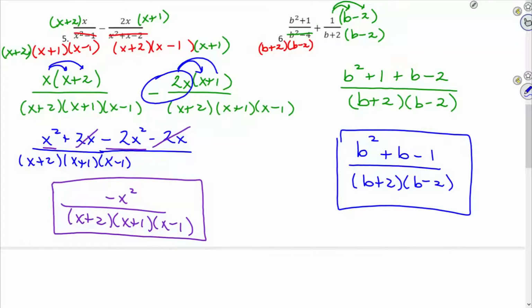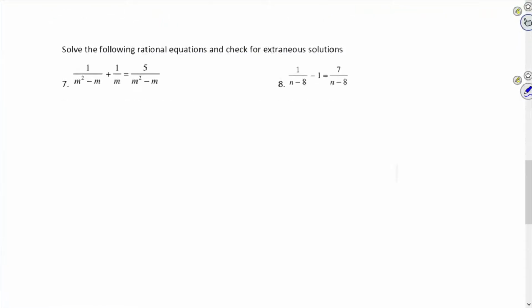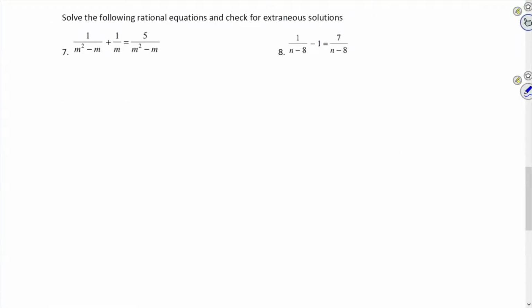Okay. One more thing to point out here in 3, 4, 5, and 6 is the directions say to comment on what the variable cannot be that will give you division by 0. I'm not worried about that when you're simplifying. You have to look at that when you're solving, and we'll look at that right now. So when you're solving equations, you will need to check for extraneous solutions, and that's to make sure that what you get as the answer doesn't give you division by 0.